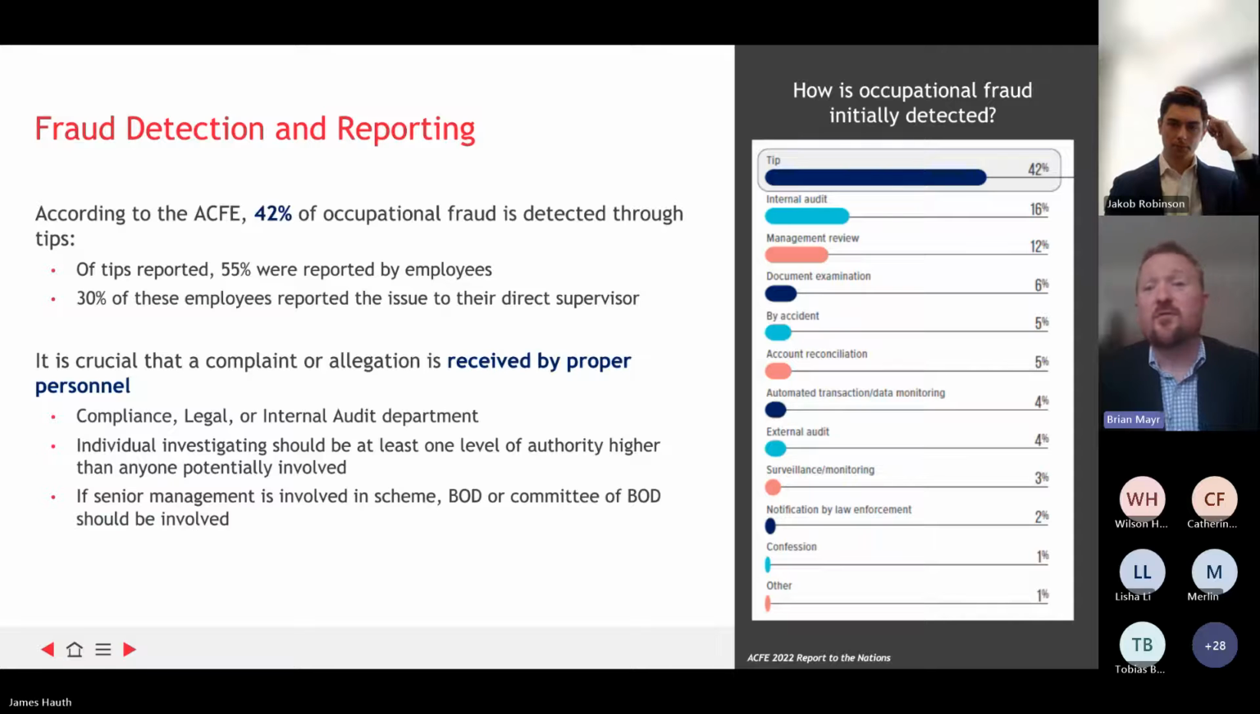And then fraud detection. I think I've gotten to this point on some of my earlier slides, but according to the ACFE, 42% of occupational fraud is detected through tips. You can see that on the right-hand chart at the top. If you look further down that chart, I believe it's the fifth one down, 5% is identified by accident. So you're talking almost 50% of occupational fraud between tips and by accident.